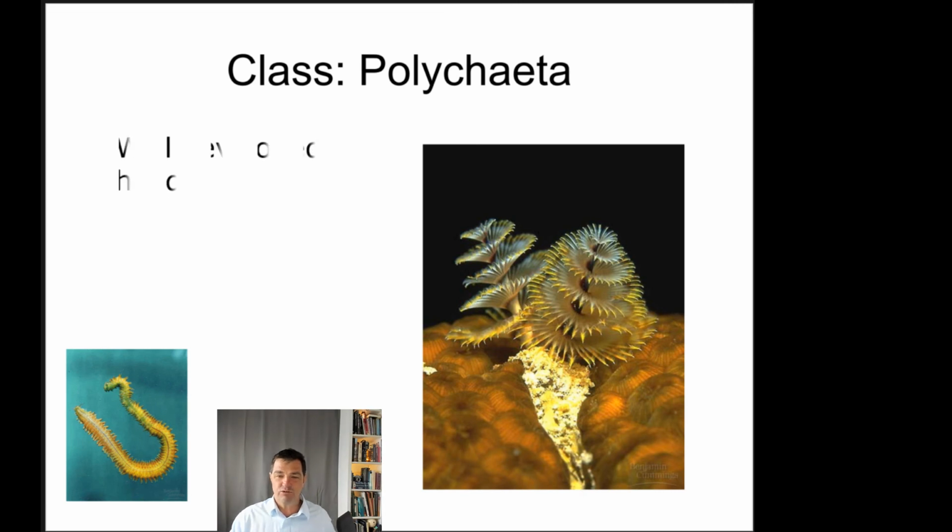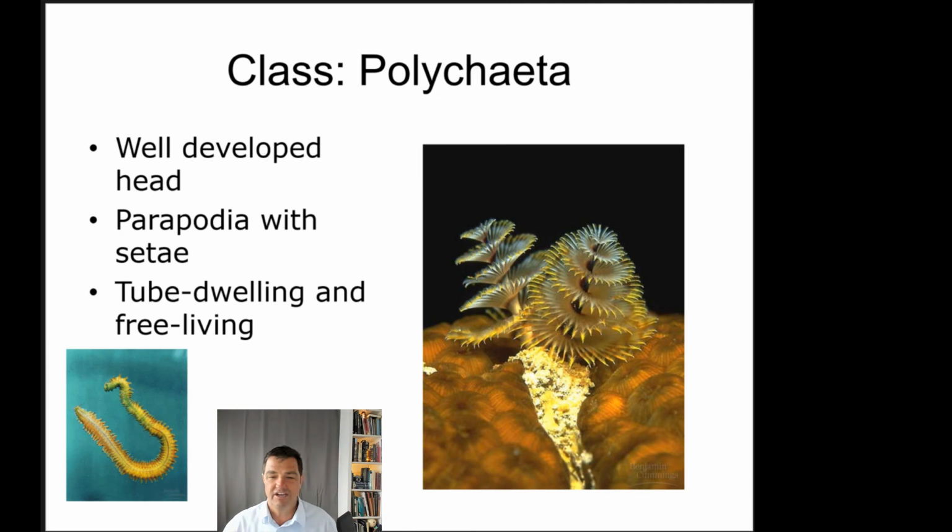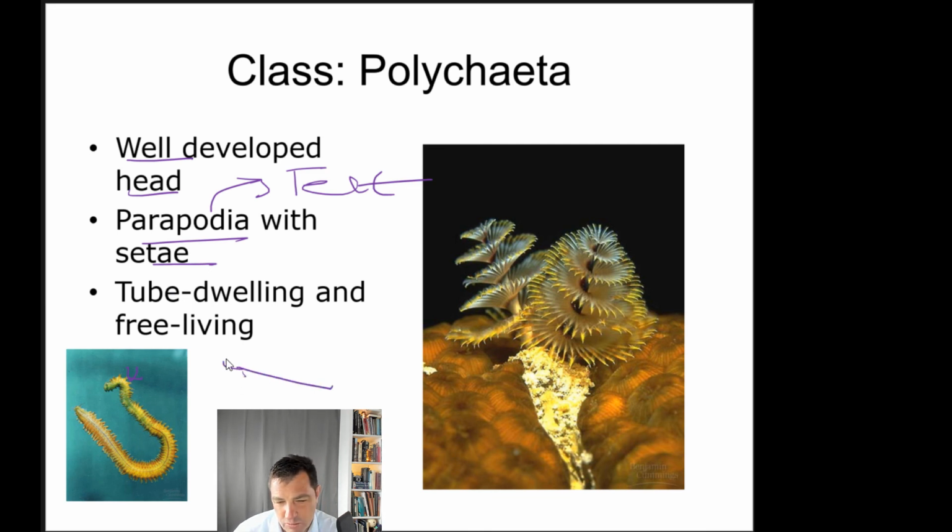Okay, the next group is the polychaete. The polychaete have well-developed heads. They have parapodia, and again the parapodia are the little feet. You can see that pretty well right here. They're like little paddles. So if I had my polychaete worm, they have these little paddles on the side of the body like that, and those little paddles are the parapodia. Often sticking off the parapodia, they also have these little setae, which again are the little hairs.